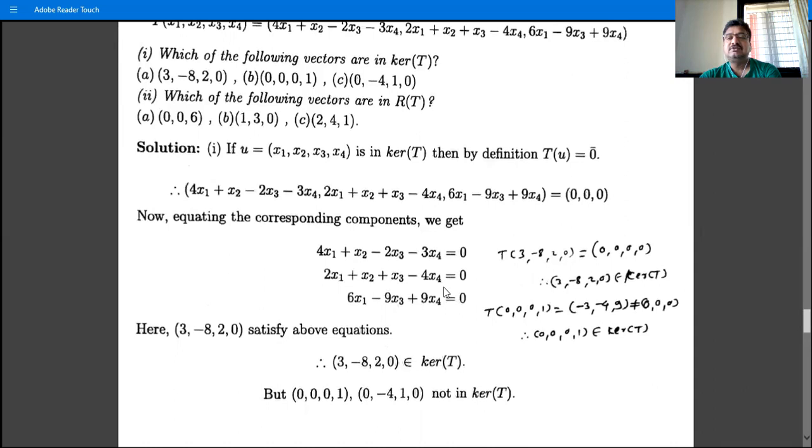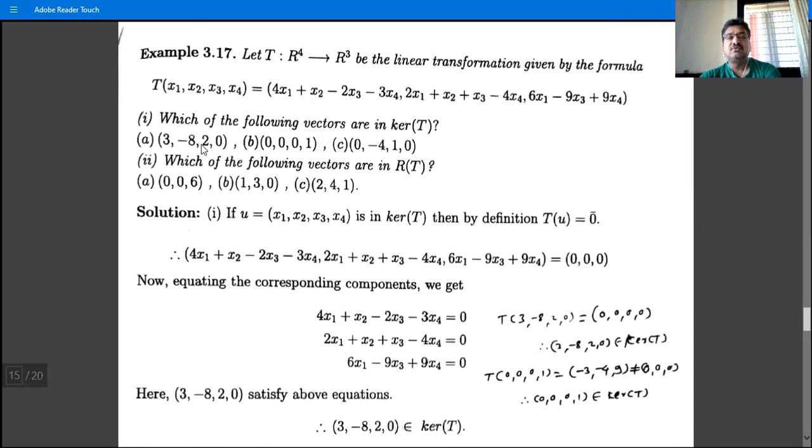So this is, I think, a very simple method to find whether an element belongs to the kernel of T. Find its image under the given function formula T, and if it is equal to 0, then the element belongs to the kernel of T. If its image is not equal to 0, then it does not belong to the kernel of T.